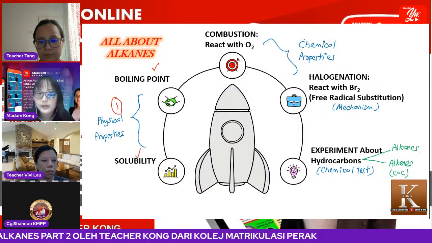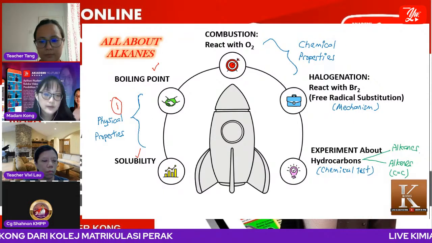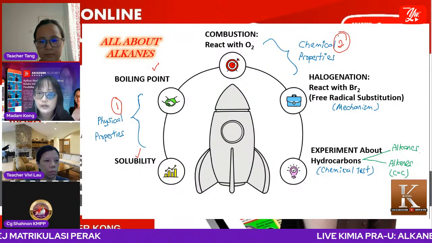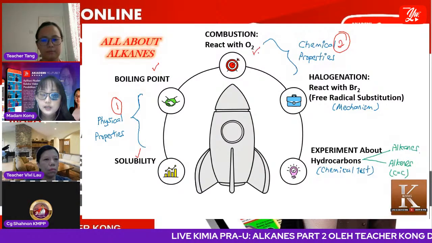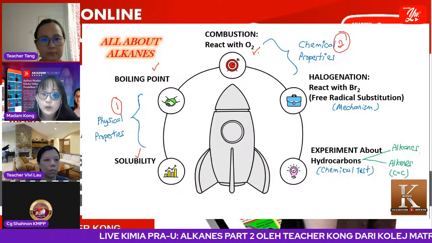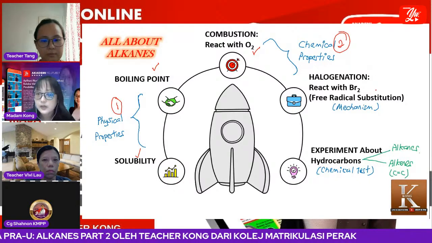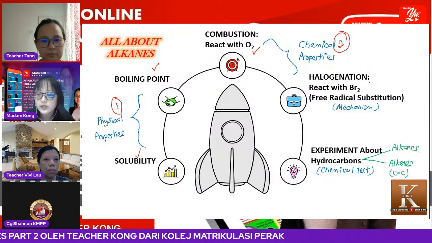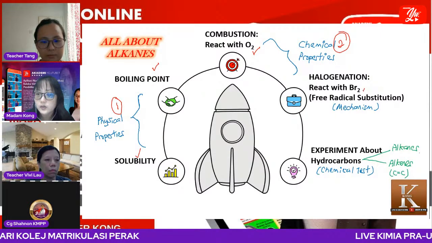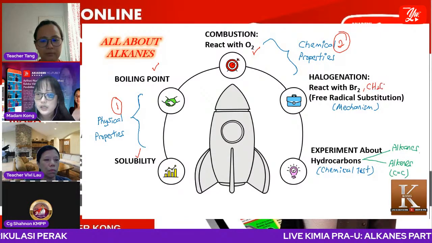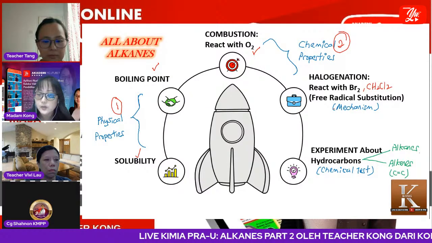Next is about the chemical properties. Just now the first part was physical properties. The second part is about chemical properties, which includes combustion, meaning the hydrocarbon compound reacts with oxygen. So what happens? The next chemical property is halogenation. It's a free radical substitution reaction if you react with bromine in inert solvent. So, bromine in inert solvent. Madam Kong will cover the mechanism as well.